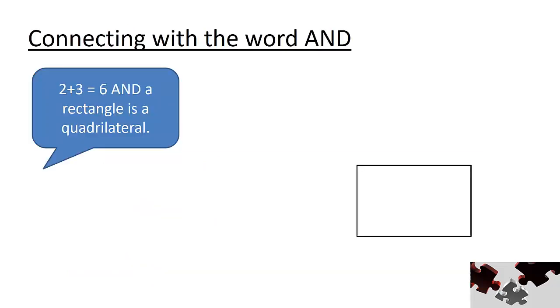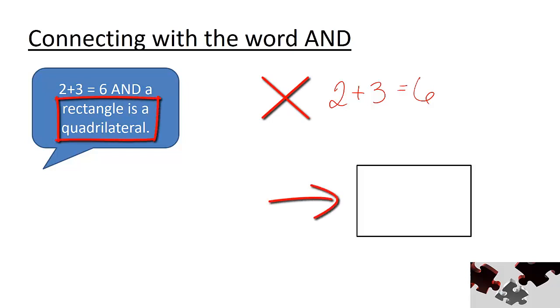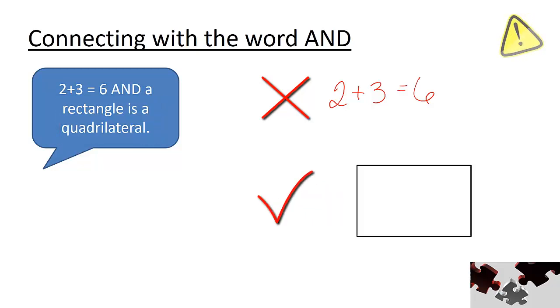Great, so let's practice with a few more examples. Our next compound statement is 2 plus 3 equals 6, and a rectangle is a quadrilateral. Do you believe this compound statement to be true or false? First, let's look at each individual statement. How do you feel about 2 plus 3 is equal to 6? That's false, right? All right, moving on to the next. Is a rectangle a quadrilateral? Yes, it is. See our lessons on counterexamples if you need a reminder.